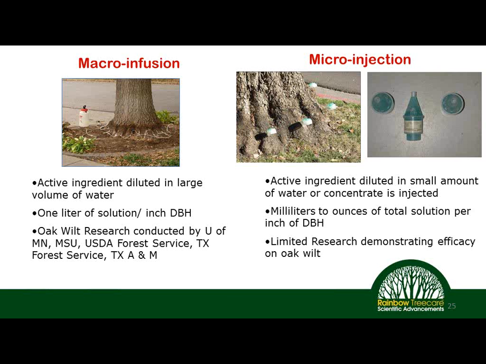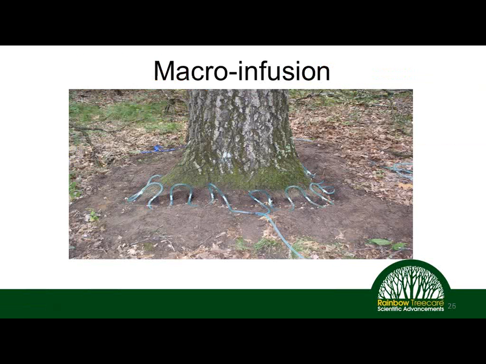There has been a research project that's been done down in Texas that does show some promise for microinjection, but that's the only real research that suggests that the microinjection can be predictable. So at this point in time, Rainbow continues to recommend the macro-infusion method because of the success behind that. In a lot of cases, microinjection is much more effective when you're talking about insect management and the use of insecticides.